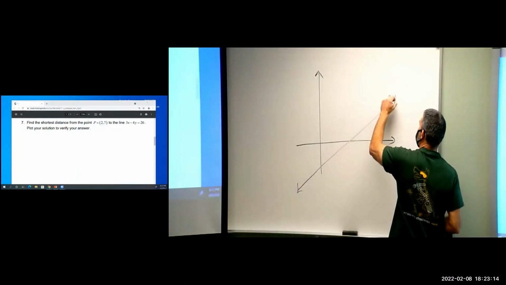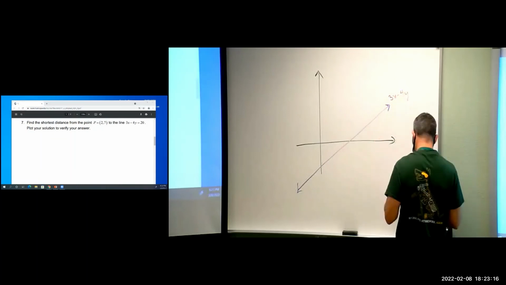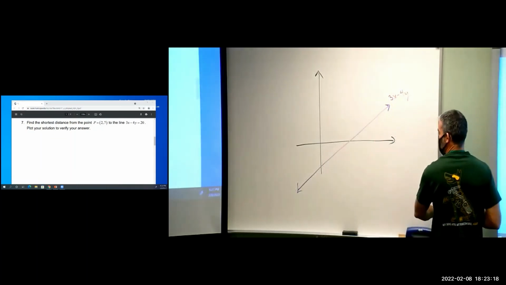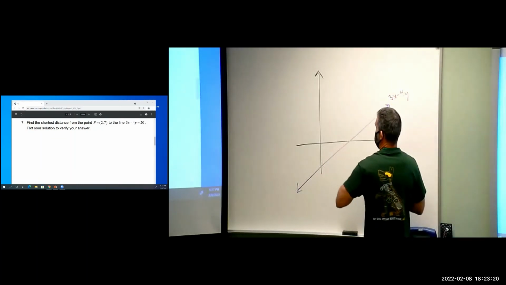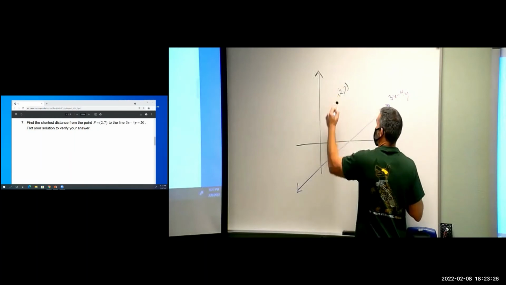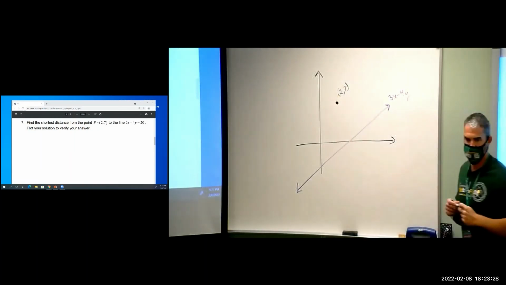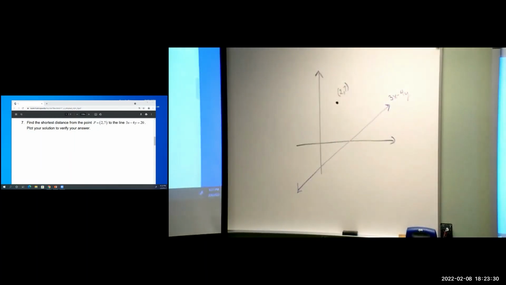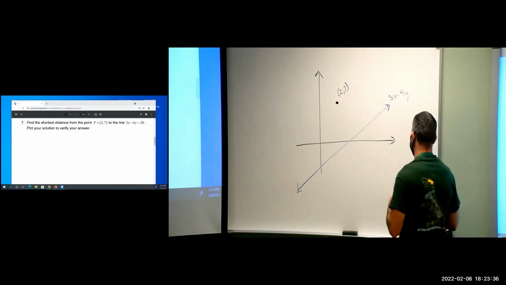That's the line 3x minus 4y. And then we've got some other point out here at (2, 7), and we want to get the shortest distance between that point and the line.